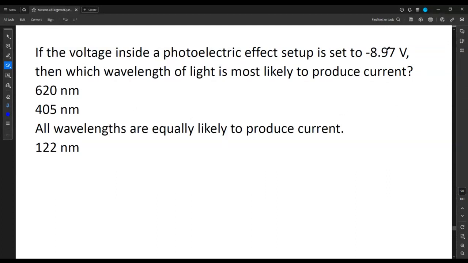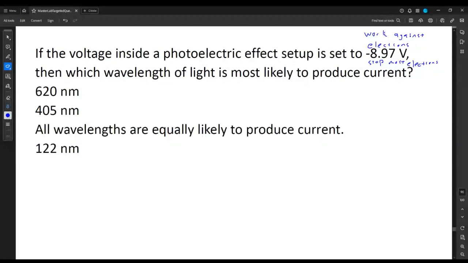So if you have a really big negative voltage, this is going to work against electrons. And this being a relatively large negative voltage for the setups and the different things that we've looked at, this is going to stop most electrons. I spelled that entirely wrong, didn't I? Electrons. There we go. So then that means that we're going to need more energetic electrons being kicked off of the metal sample to have any kind of chance at all to produce current.